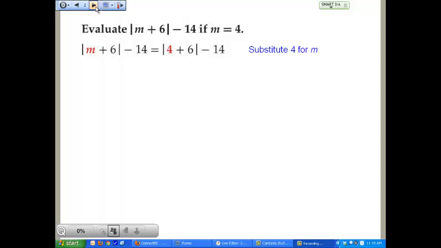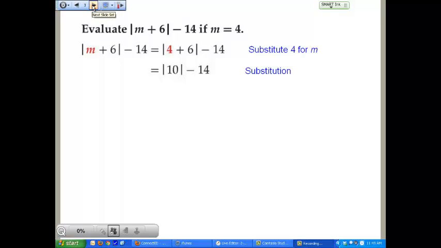Well, the first thing we're going to do is use substitution and substitute the 4 for your m value. And when you do that, you get 4 plus 6 is 10, so we have the absolute value of 10. So we know now that the absolute value of 10, minus 14, is going to be where we're going.